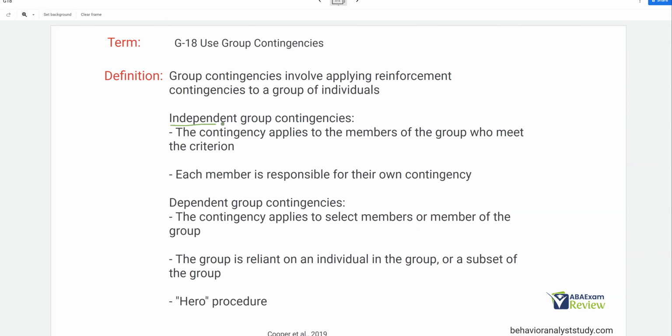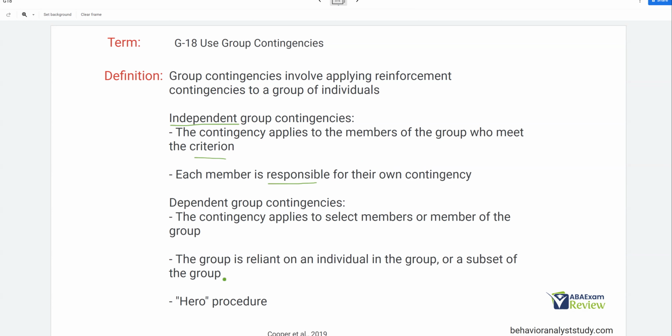If we think of independent group contingencies, this is when you have a group of learners or people, you set a criterion, and each member is responsible for their own contingency. So the contingency applies to the members of the group who meet the criterion. So if you have 5 people in a group, each of those 5 people must meet the criterion to gain reinforcement. They're all responsible for their own behavior.